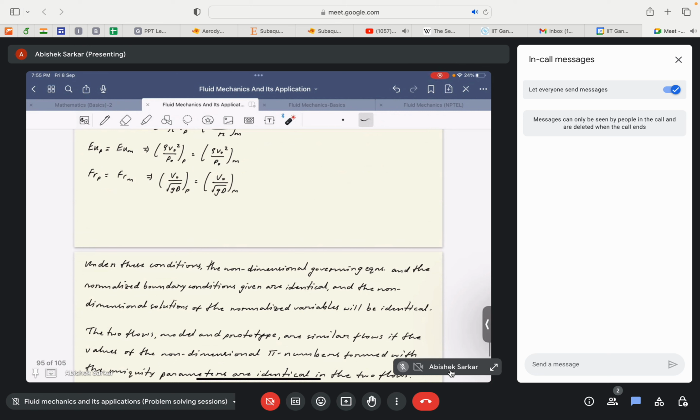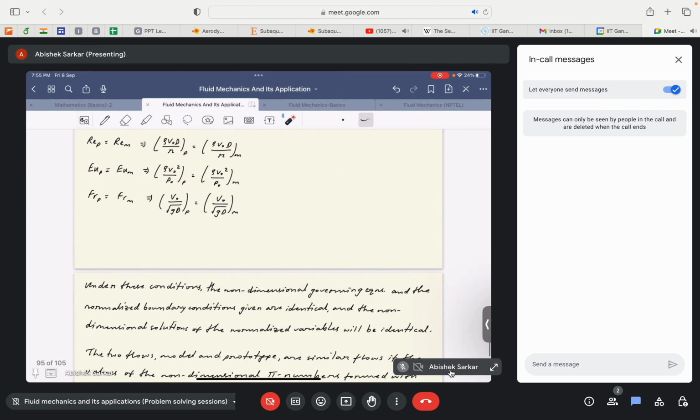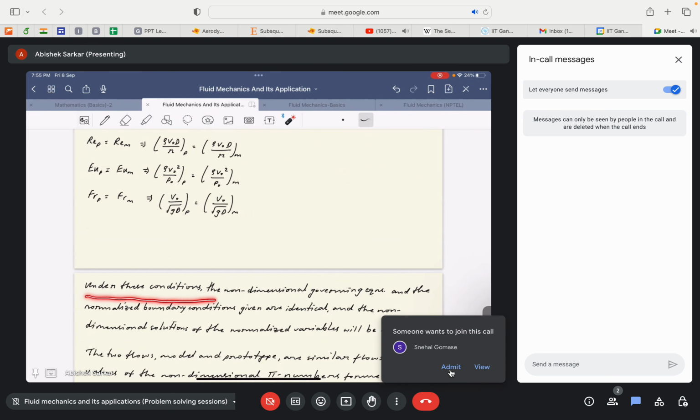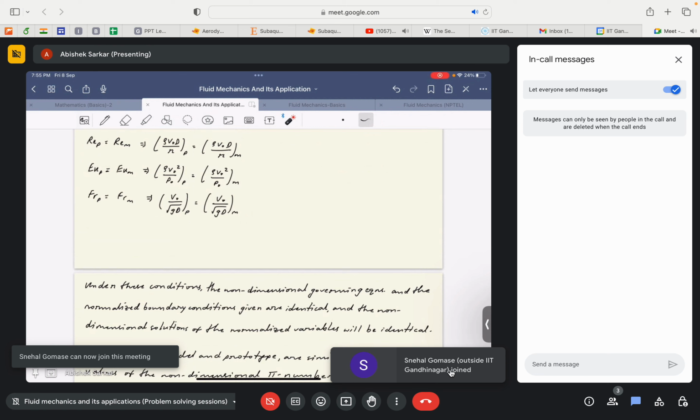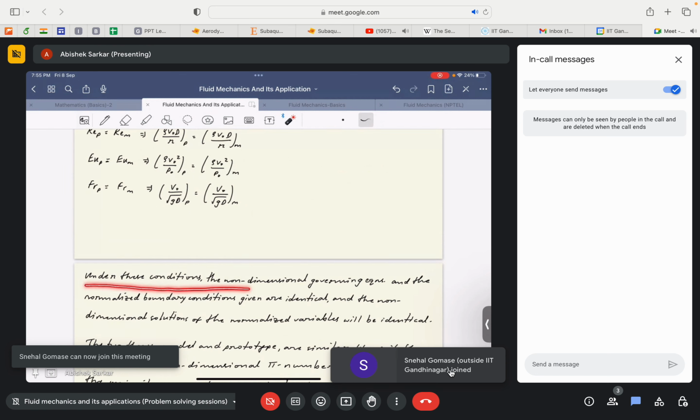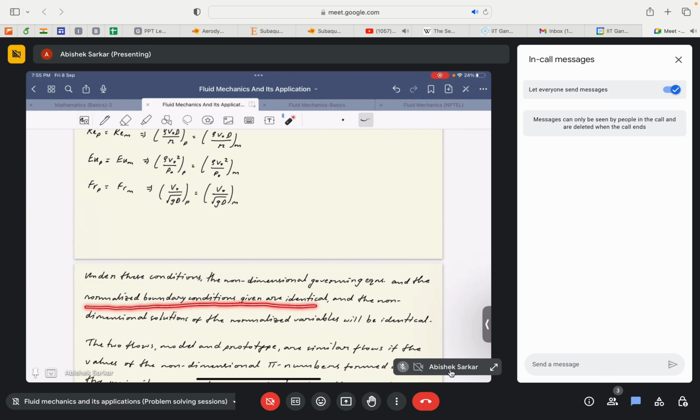So basically what is mentioned here is that if this is a flow field and all three of them are important, then if this condition is satisfied, under these conditions the non-dimensional governing equations and the normalized boundary conditions are identical, and the non-dimensional solutions of normalized variables will be identical.